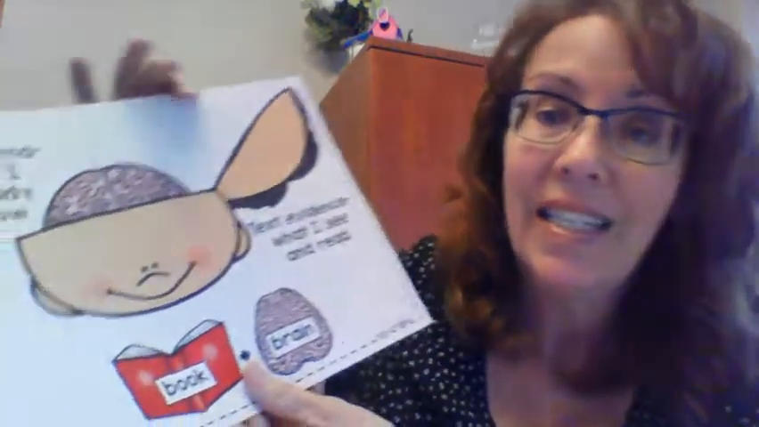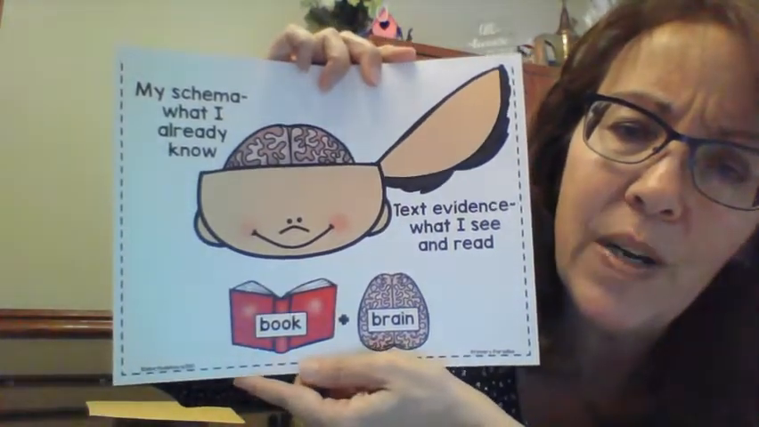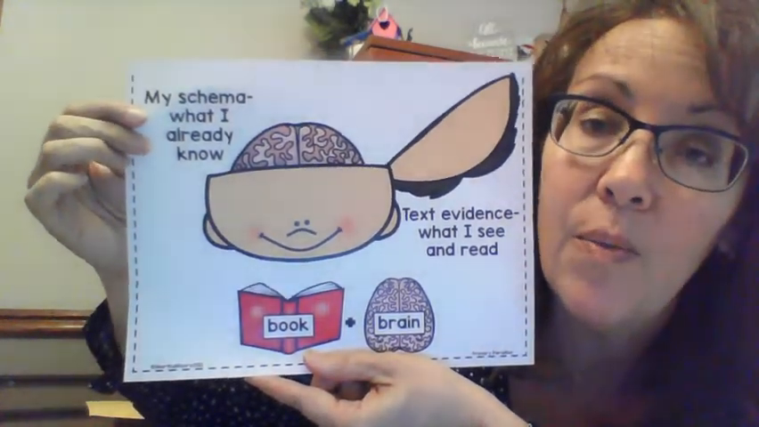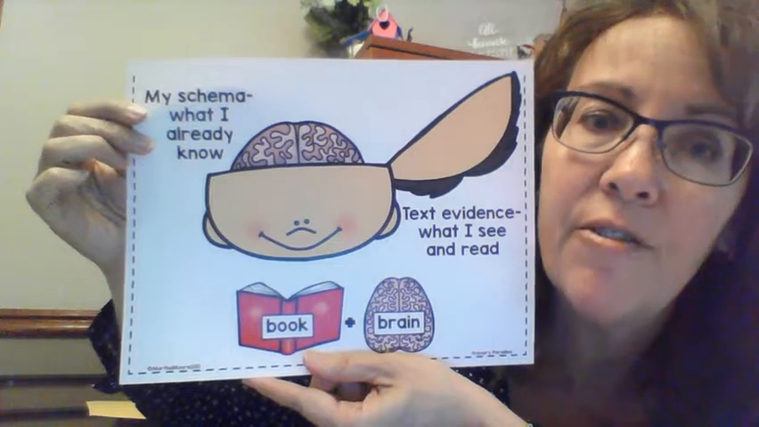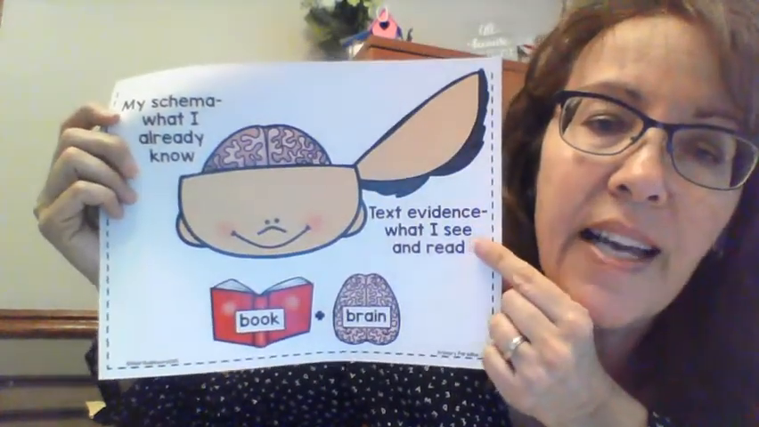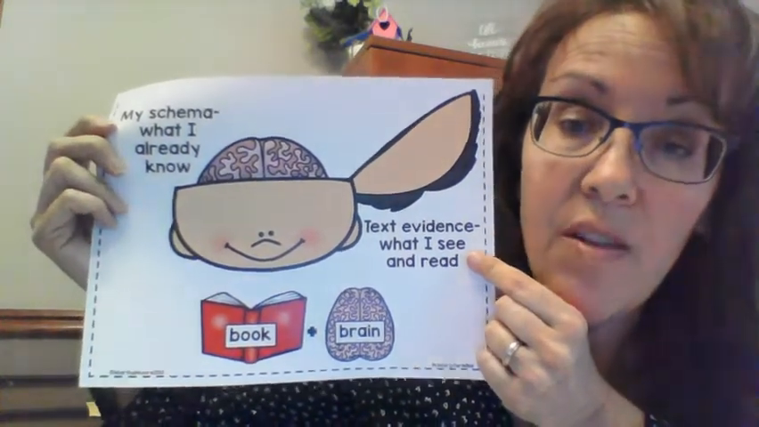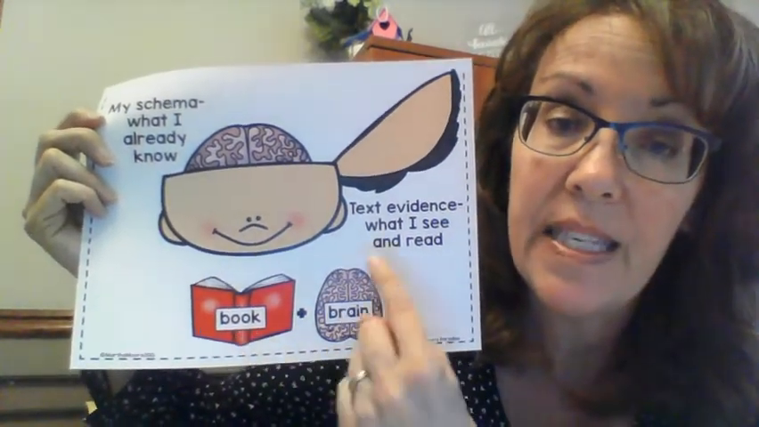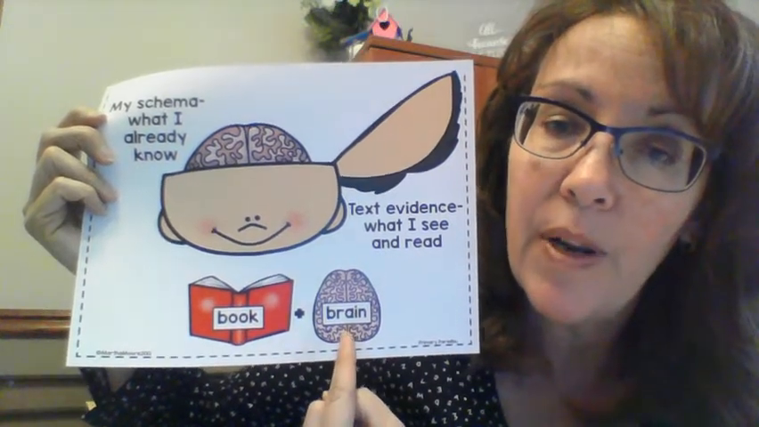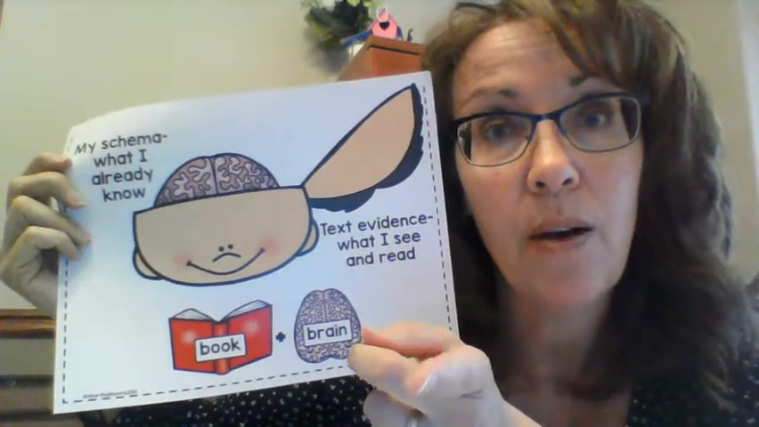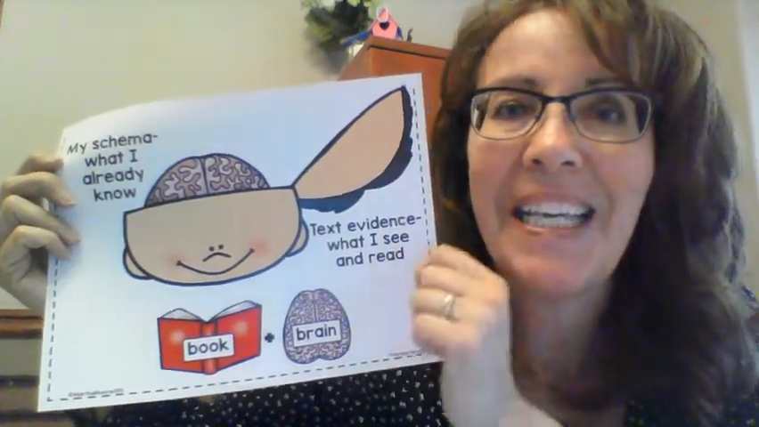Well, this is how we do it. We use something that we all have, our beautiful brains. And in our beautiful brains, we have a lot of information already, and we call this our schema. And schema means what we already know. So we use what we already know to help us infer. Then we also use the text evidence. It's what we see and what we read in a book. Now together we put that text evidence, what we see and what we read, and then what we already know in our brain. We put that together, and that's how we infer. That's how we figure out what wasn't completely explained in the story.